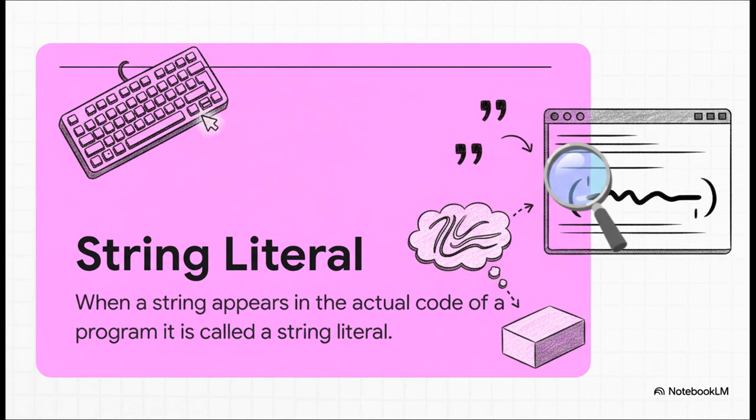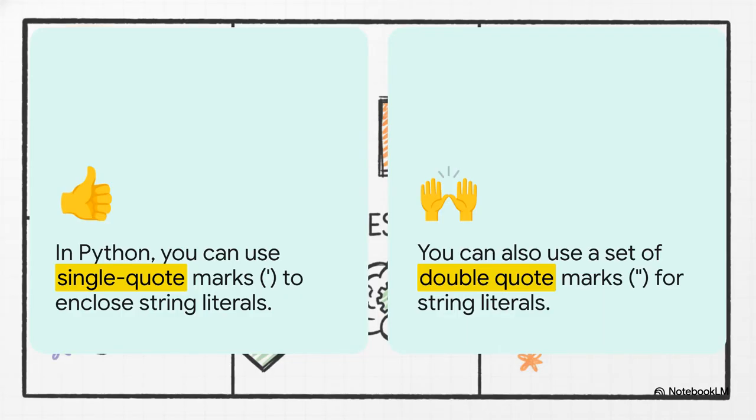And when we type that text directly into our program, surrounded by quotes, it gets a special name, a string literal. So here's the main takeaway. A string is the concept of the text, while a string literal is the actual text that you can physically see written in your code. And to create one of these string literals, all you have to do is wrap your text in quotes.